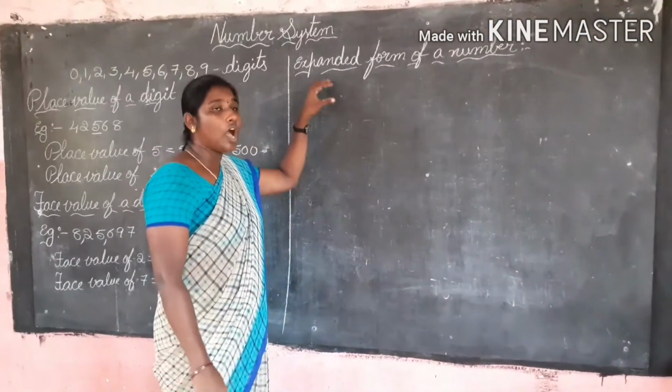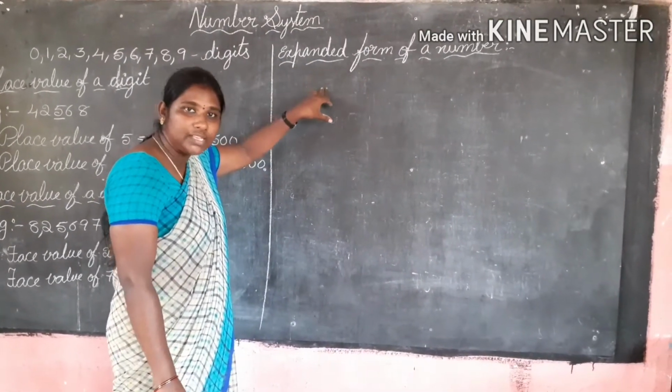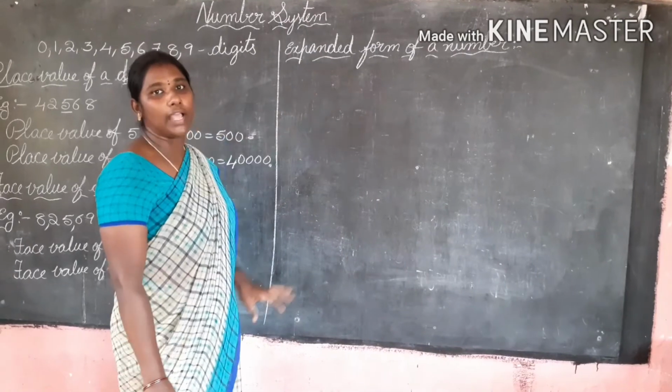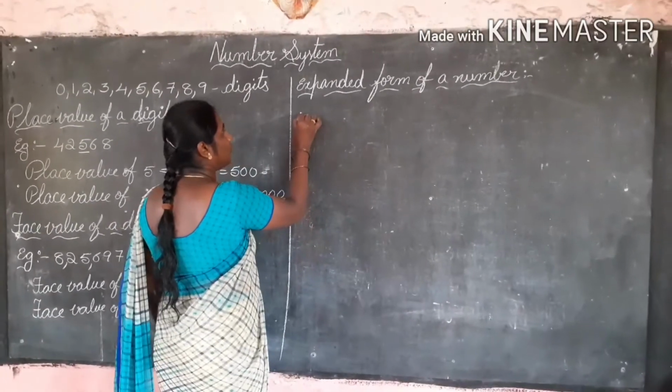Expanded form of a number. How do we expand the given number? The expanded form of a number is the sum of its place values.